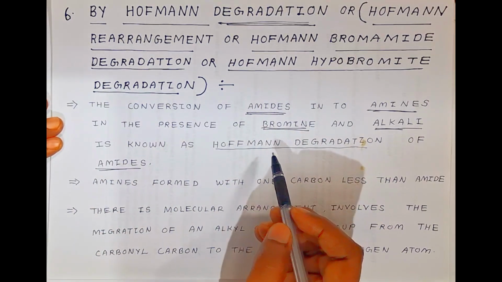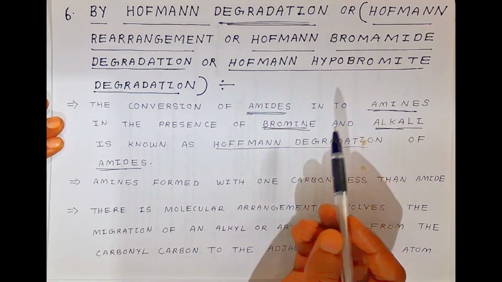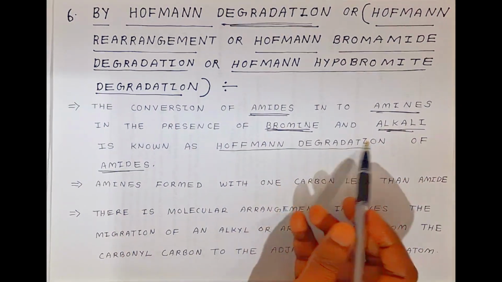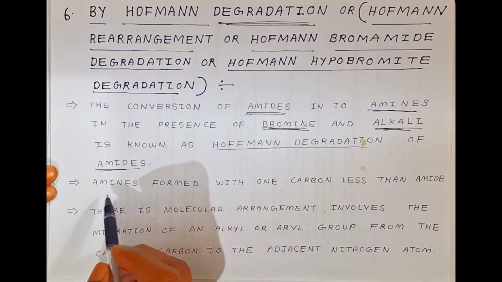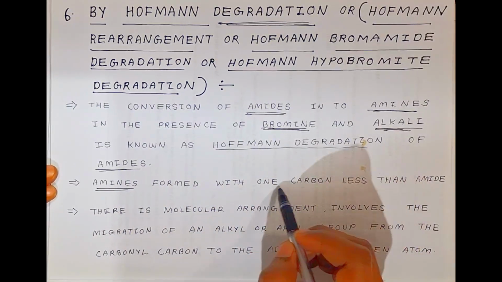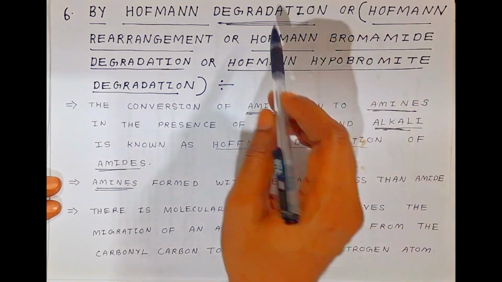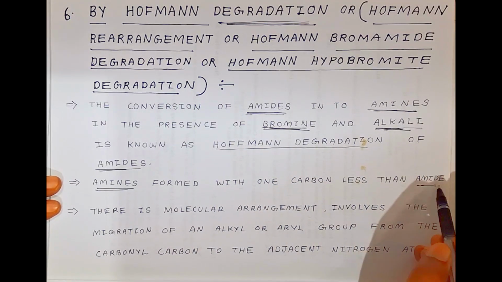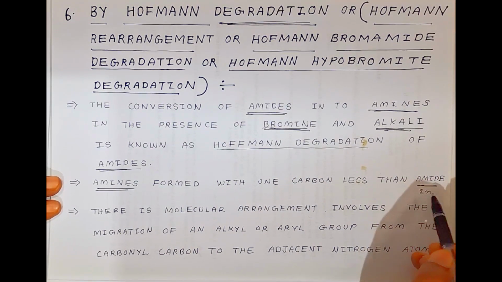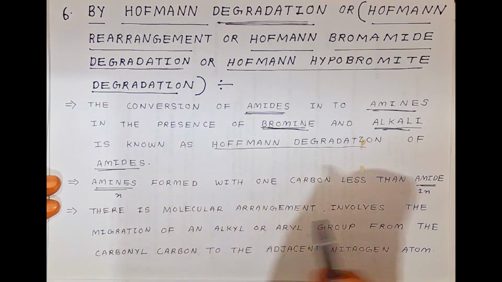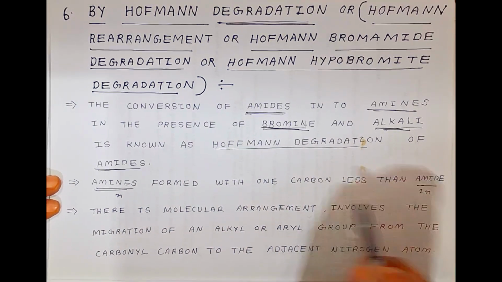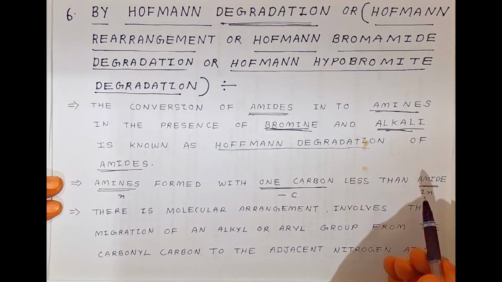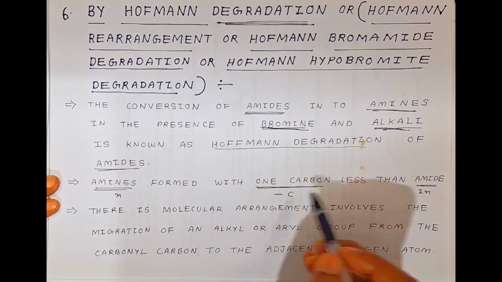So what is the Hofmann degradation? The conversion of amide into amines in the presence of bromine and alkali is known as Hofmann degradation of amide. What is happening, students? Amines form with one carbon less. Because of the degradation, there is one carbon less than the amide. If the amide has 2 carbons, the amine will have only 1. So amines form with 1 carbon less than the amide.